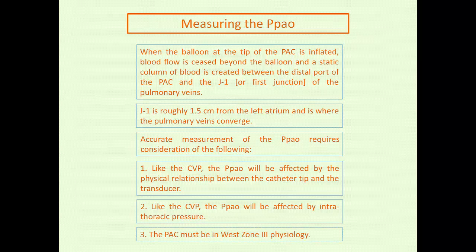And the pulmonary artery catheter must be in West Zone 3 physiology. And remember, and I have a cartoon for this in Chapter 7 itself, that West Zone 3 physiology occurs when the pulmonary arterial, pulmonary capillary, and pulmonary venous pressures are all greater than the alveolar pressure. So when the pulmonary artery catheter is in this blood flow physiology, there will truly be an uninterrupted column from the tip of the pulmonary artery catheter all the way down to the J1 junction. If it's in West Zone 2 or West Zone 1 physiology, the pressure that you're measuring at the tip of the pulmonary artery catheter is actually not an estimate of the left atrial pressure, but instead an estimate of your intrathoracic pressure, or I should say alveolar pressure.